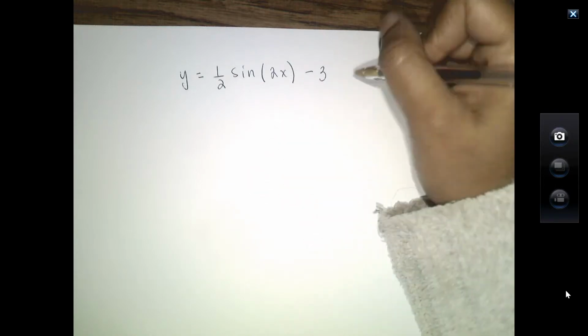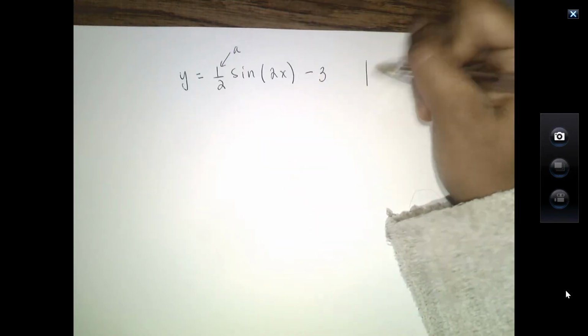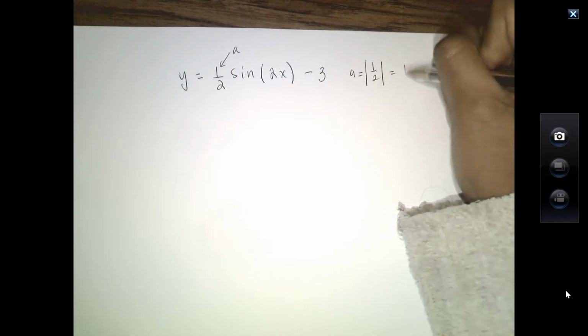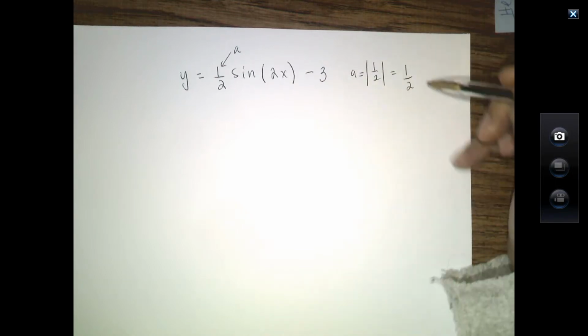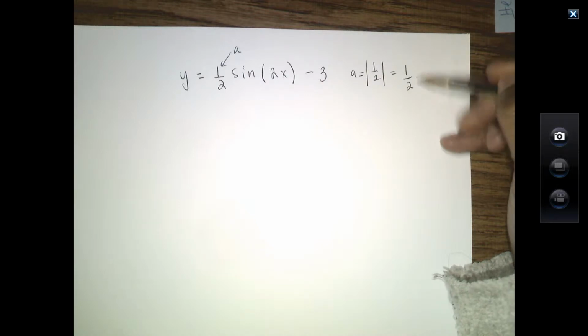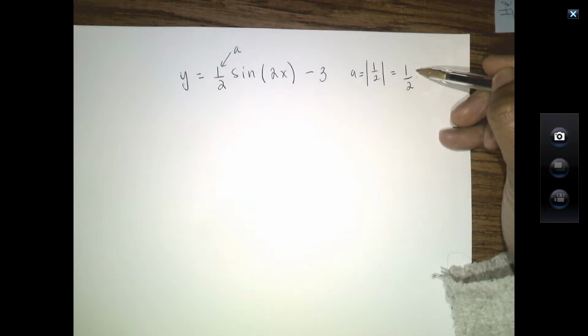So we know that we're supposed to look at our A for the amplitude. So I'm going to just take the absolute value of 1/2, which of course is 1/2. So that means that my y-axis is going to have a maximum of 0.5 and a minimum of -1/2. Okay, so that's what my y-axis will maximize and minimize at.